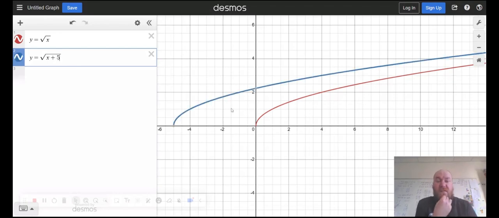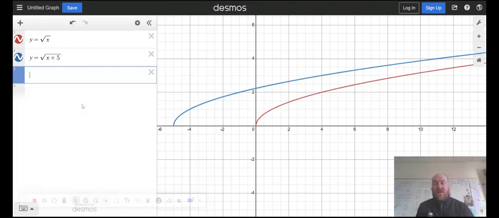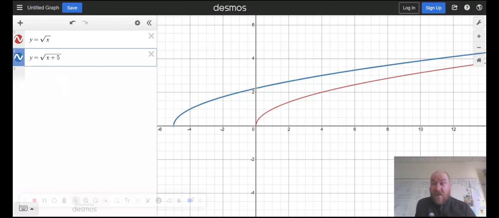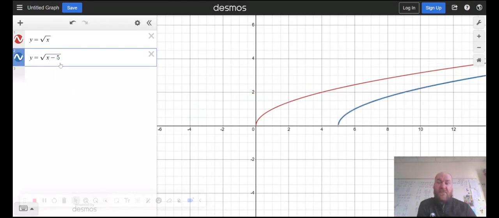It moves to the left 5. If I add 6 to the graph, it will move to the left 6. So you can see that this red graph was the parent function, and adding 5 or 6 just moved it to the left. If I subtract 5 instead of add 5, it's going to move to the right 5 units.